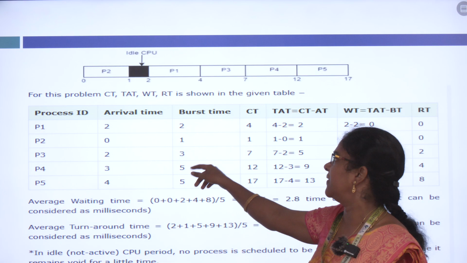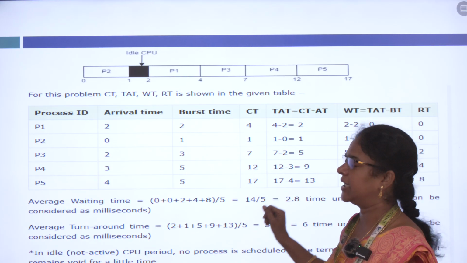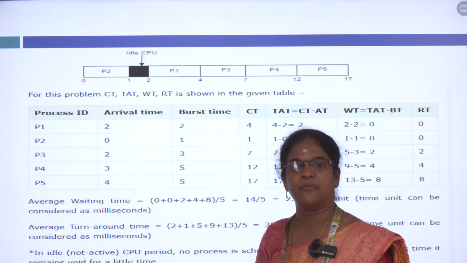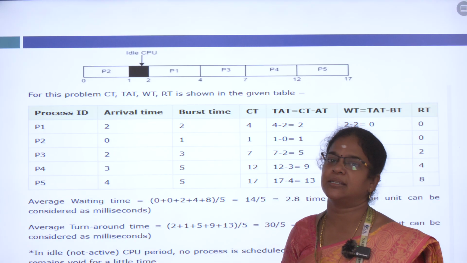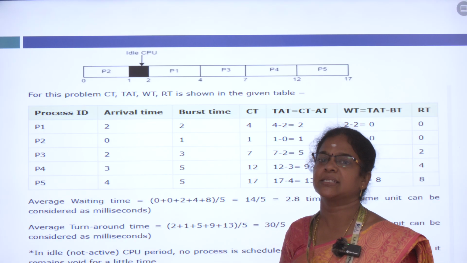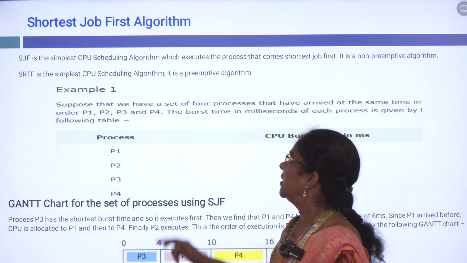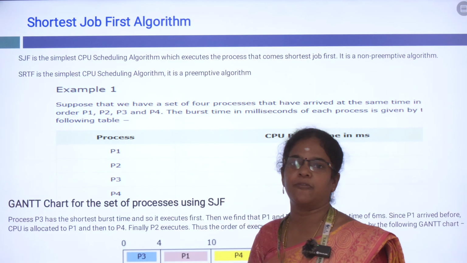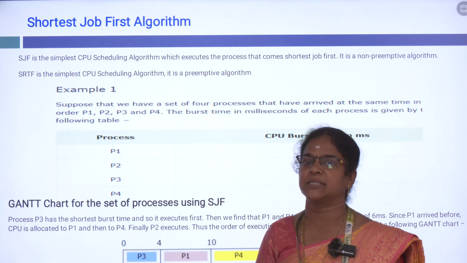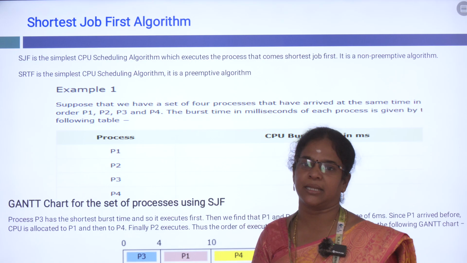You find the arrival time, the burst time is given, and you find the completion time, turnaround time and waiting time. Finally, you find the average waiting time and average turnaround time. In this problem the idle time is very important. If the arrival time is greater than the completion time of the previous process, the CPU will be idle in between. Next we go to the shortest job first algorithm. As I already told you, it has two types: one is shortest job first, and the other is the shortest remaining time algorithm.